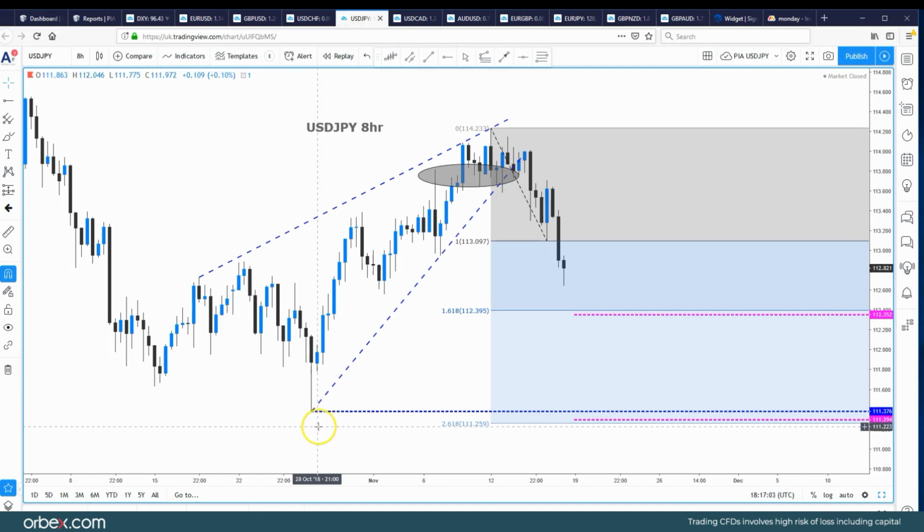We've got 261.8% extension level at 111.26. We've got our bespoke support at 111.29. So we've got a lovely confluence area down here to target. And we've also got a bespoke support level at 112.35, which is lining up with this 161.8% extension. So again, early on in the week, expecting the dollar move to continue, and then a corrective bounce, and then a move down potentially in the fifth wave. So again, 1, 2, 3, 4, 5 is what we're projecting for next week.